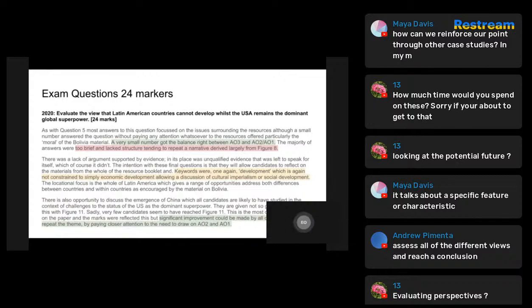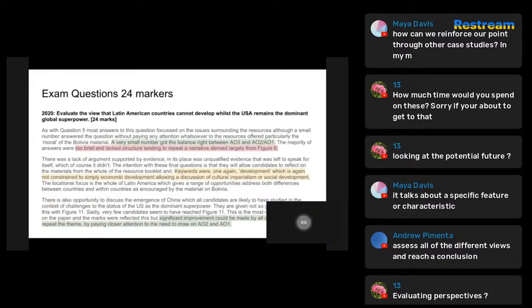And then make sure that you are analyzing and interpreting that information. Is this data valid? Is it actually relevant? There might be data there that may not be relevant to help you answer the question. Have you identified that? If the examiner can see that you've done that, you're going to get higher level marks, right? So again, the keyword was once again development, which is not constrained to simply economic development, allowing a discussion of cultural imperialism or social development.